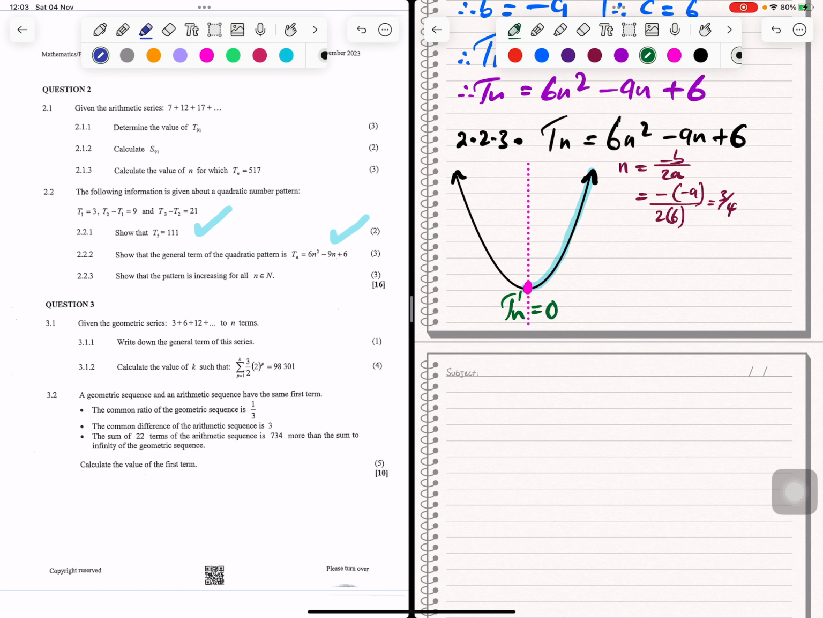So what you must do here is to show that tn of this particular value, which is 3 over 4, when you plug it back into the function itself, must be positive. So let's plug this value in so that it must be positive in that region. Now if you do that, it's going to be 6 into 3 over 4, and then you square that, minus 9.